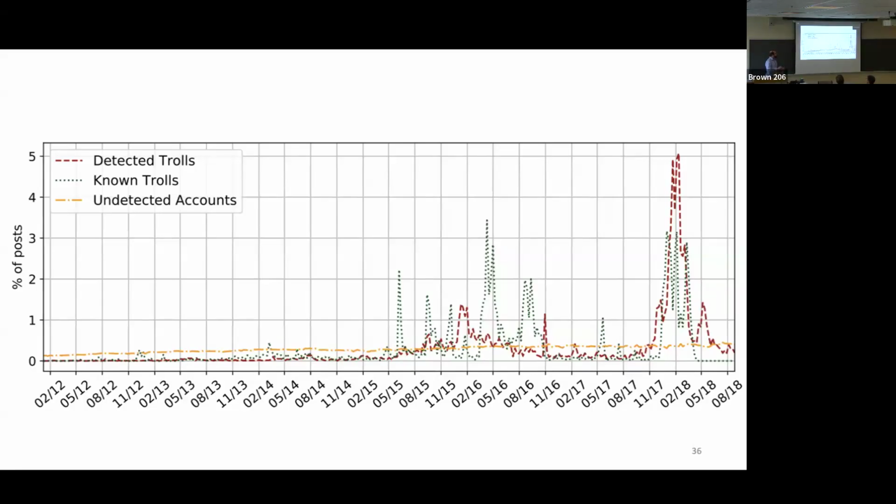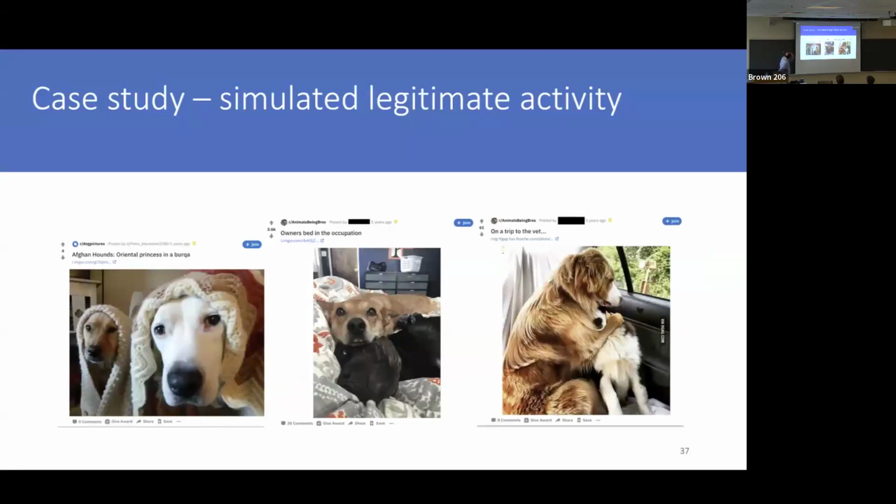And then, perhaps more interestingly, we found that the activity these accounts showed beyond the topics we were asked to talk about was similar. So these are 3 accounts. One of them was identified by Reddit, so this was in our ground truth, and these 2 we detected. These accounts were constantly posting pet pictures on specific subreddits. Why? Because that's what regular people do.